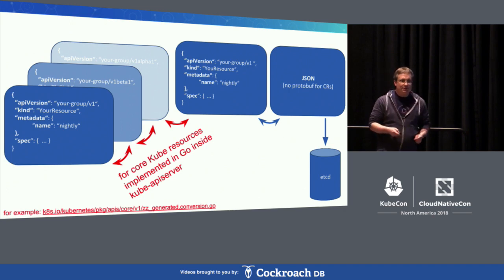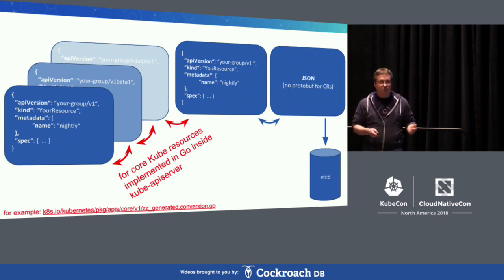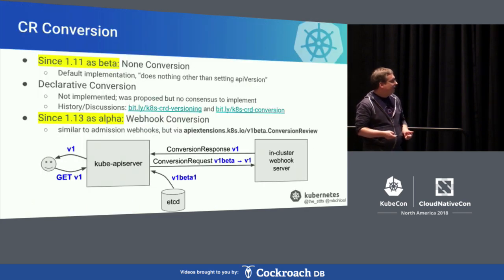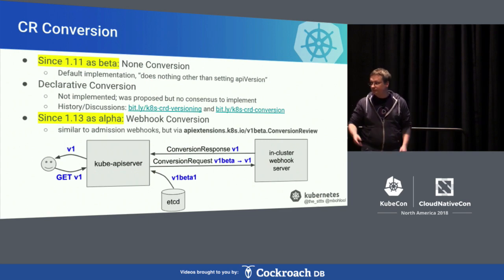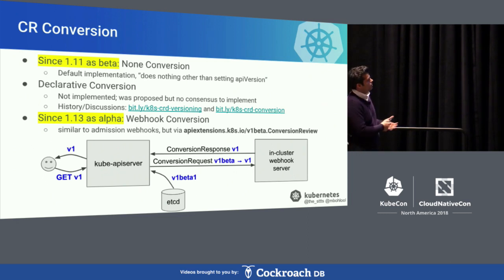For native resources, this is implemented obviously in Go. So a pod conversion is done in Go inside of the Kube API server. For CRDs, we couldn't do that for obvious reasons, so we needed something to put those conversions into. And what we did, we proposed to use a webhook for that. So Stefan talked about the conversion, how we did it in CRDs.